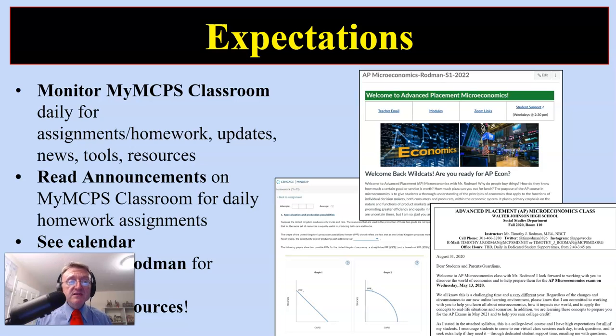Some expectations, obviously: monitor My MCPS Classroom. We post the homework there each day, in addition to what we show in the classroom, other announcements, and resources. We have a class blog we use Edmodo for, to tie in the concepts to what's going on out there in the real world, but I would encourage them to use the announcements section of My MCPS Classroom to keep up to speed on what's going on.